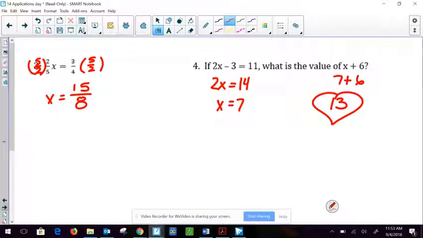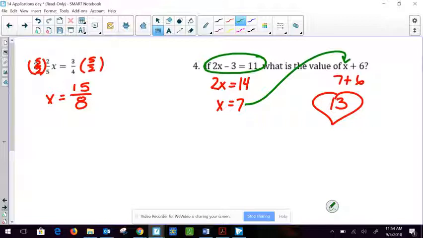Welcome again. Did you get 15 over 8 for X? Awesome. Remember, don't change it into a decimal, just leave it as an improper fraction. And then finally, your answer for number 4 was 13. You had to first solve the equation that I'm circling in green. Once you get that number, you go back and put it in X's place in the second part of the equation to get your final answer.